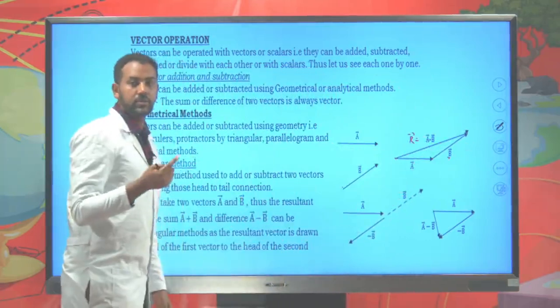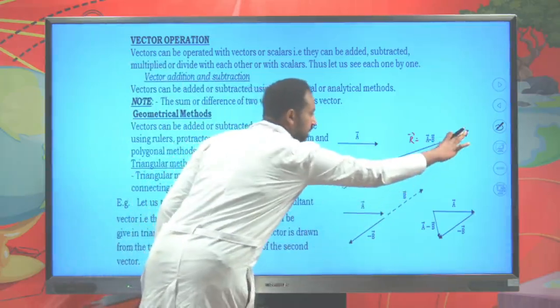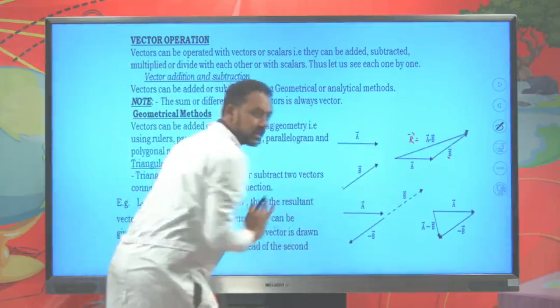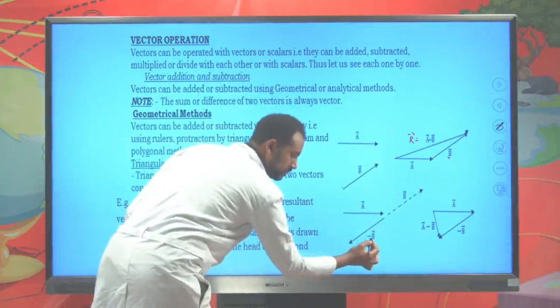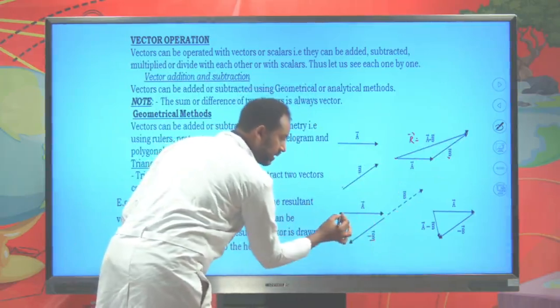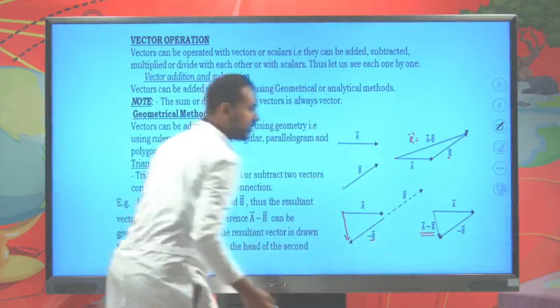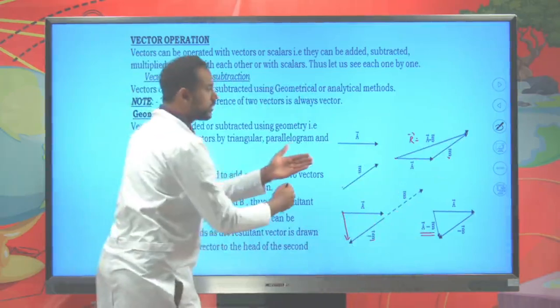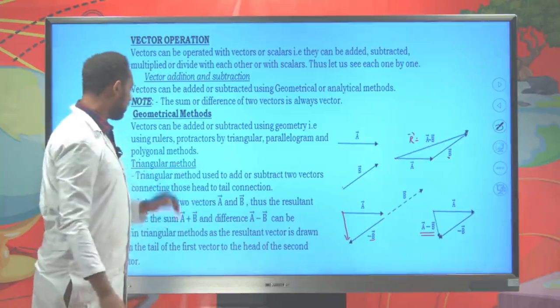If you are asked for the difference of these 2 vectors, you take vector B and reverse the direction. When you reverse the direction, it becomes minus B, the negative of B. So the difference A minus B can be determined by connecting the tail of the first to the head of the second. This is known to be the difference of the 2 vectors. Therefore, it's possible to add or subtract 2 vectors using the triangular method.